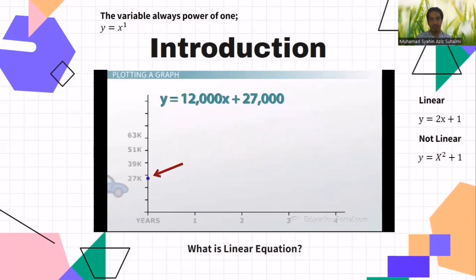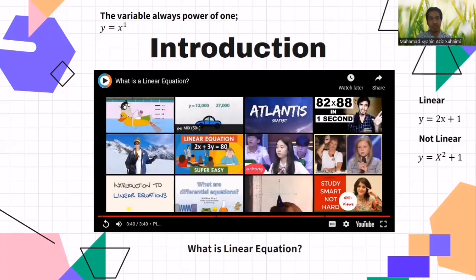Then, after 1 year, I was driving it along, and after year 1, I was up to 39,000 miles. And I kept driving it. After year 2, I was up to 51,000 miles. So every time I go over 1 year, I go up 12,000 miles. All right, that is a linear equation.